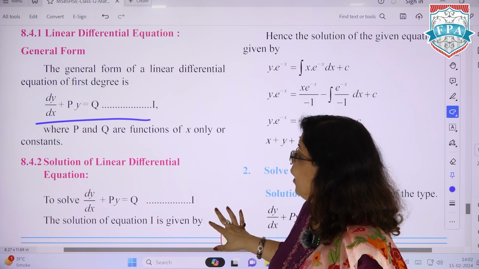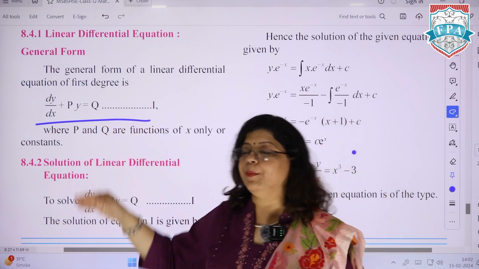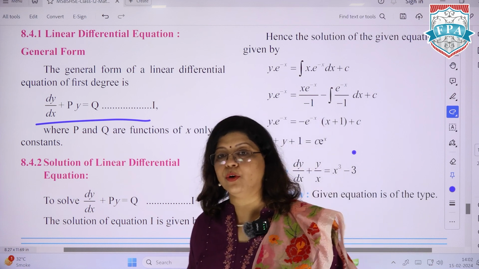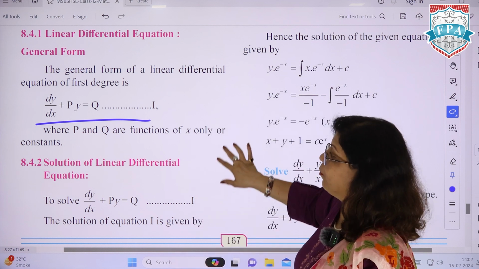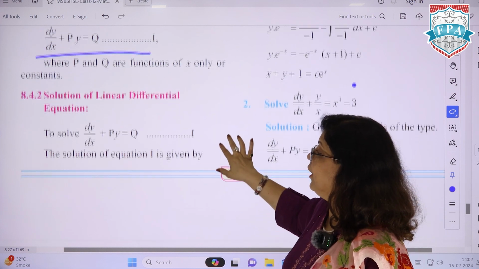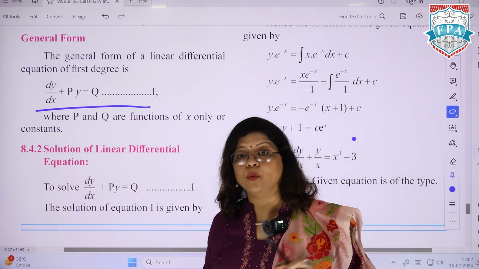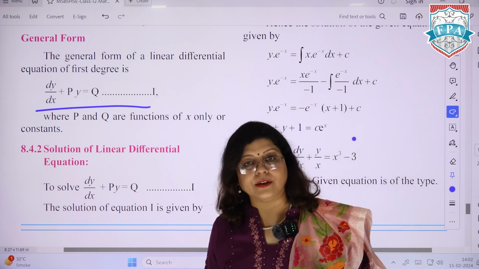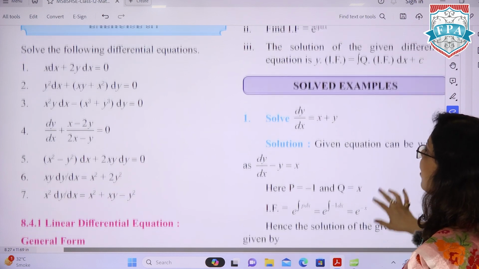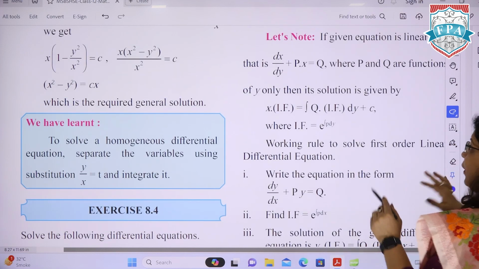Make sure. For this equation, there is also another format, that is dx by dy plus px is equal to q. We'll see that also, but most of the questions will be of the first format. The solution of the linear differential equation requires one thing known as integrating factor. First time this terminology is used in this particular chapter. So first we'll find out the integrating factor.